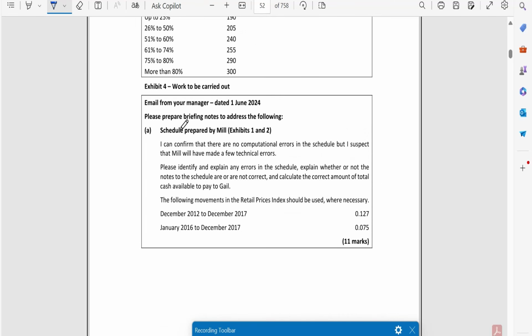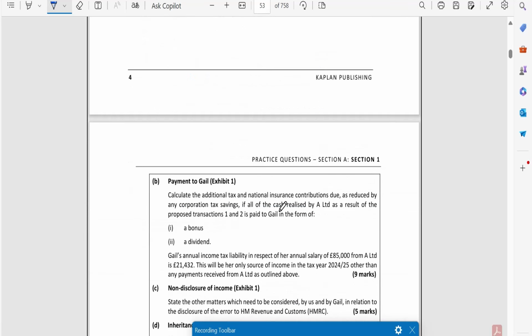Okay, so the first requirement asked is to prepare a note. I must say you must know the note format. We will write to the tax file from the tax senior, with date and subject, right? So these things will be included while making the format of the note. Our manager says there are no computational errors in the schedule, but I suspect that Millie will have made a few technical errors. Please identify and explain any errors in the schedule, explain whether or not the notes to the schedule are correct, and calculate the correct amount of total cash available to pay Gill. So you have three things to do. You have to identify and explain the errors, and explain whether or not what she has included is correct. And the other thing, you have to recalculate the total amount paid to Gill. And we have been given an indexation allowance. Fine. Okay, let's do this first part.